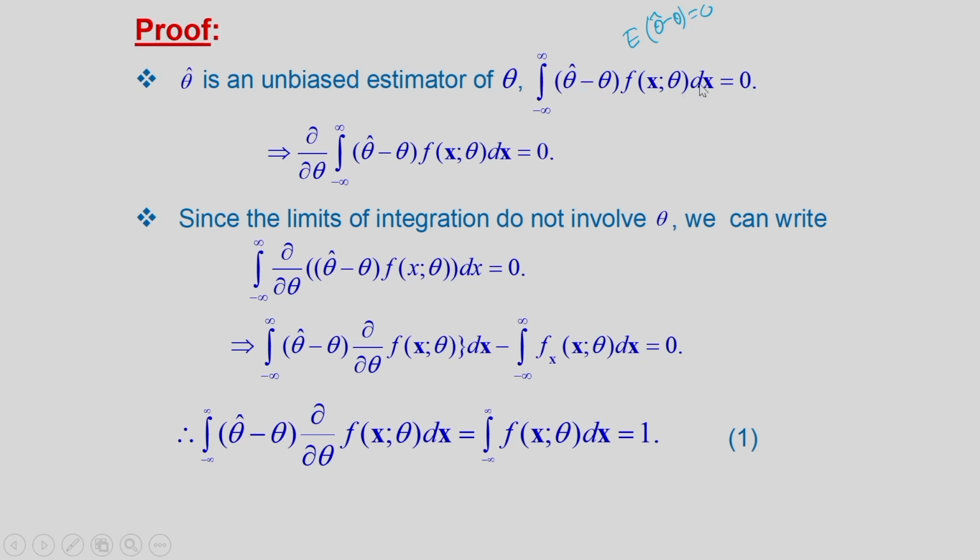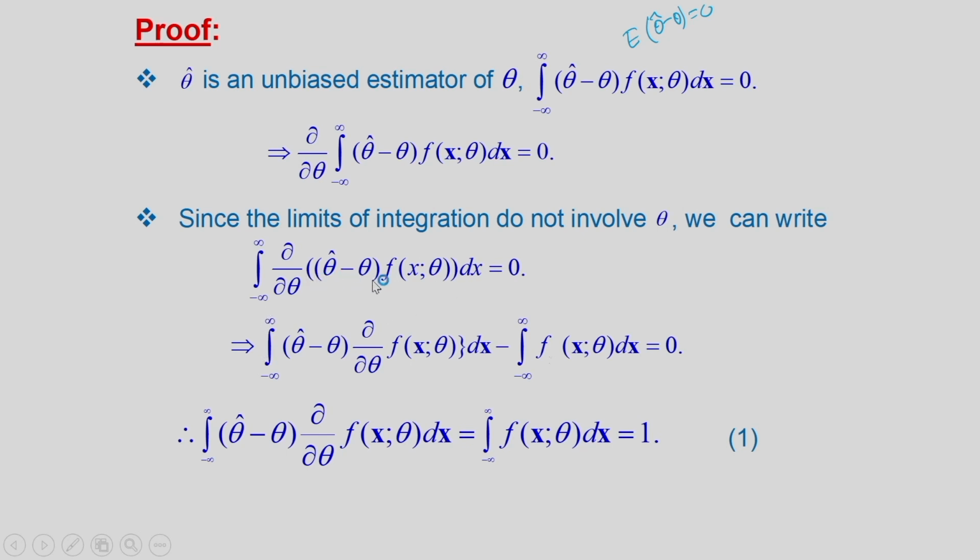Suppose we have n variables x1, x2 up to xn, then this is an n-fold integration. Now, since the limits of integration do not involve theta, we can take this partial derivative inside. Here it was outside the integration, now we can take it inside. Del theta of (theta hat minus theta) times f of x, theta dx must be equal to 0. This x is a vector here.